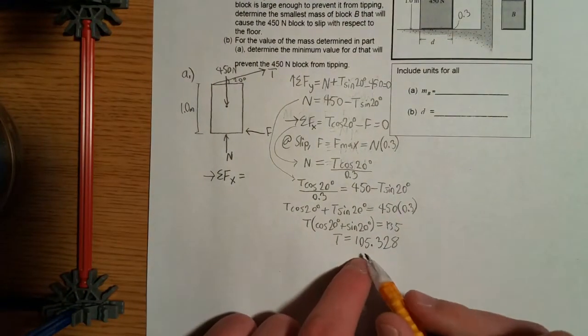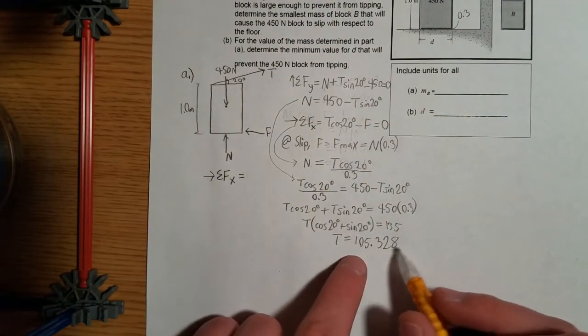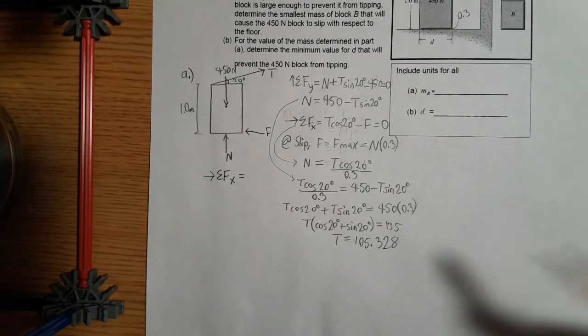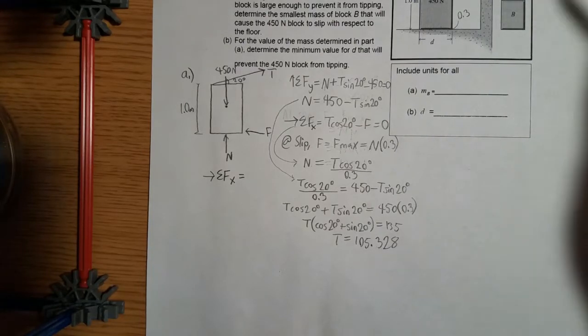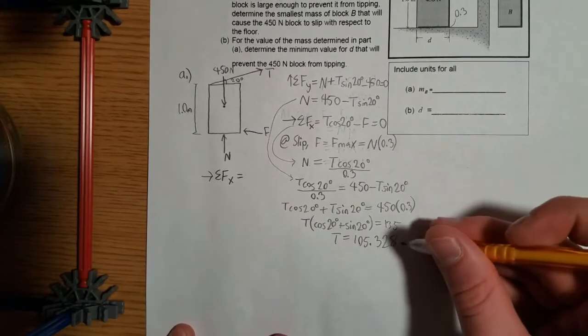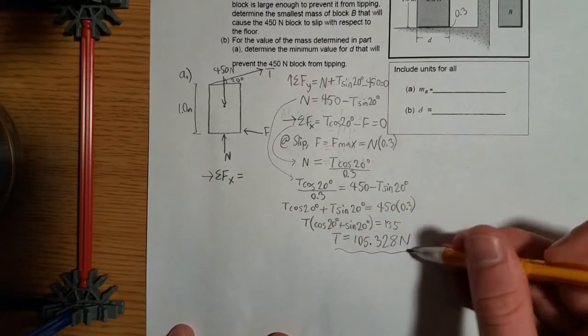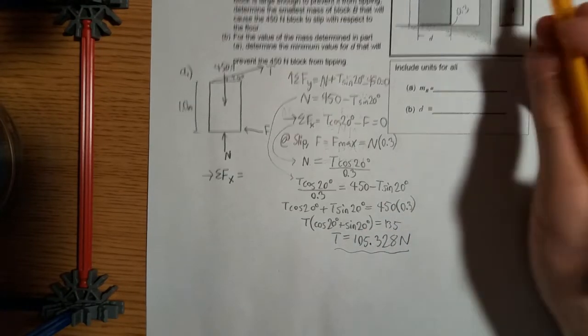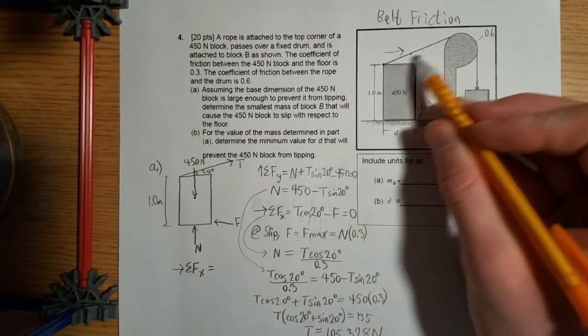But as long as you give yourself a lot of significant figures, then at the end you round, it'd be more accurate than if you started rounding too early. But anyway, that's going to be in newtons. So that's the tension in this rope here, along here.